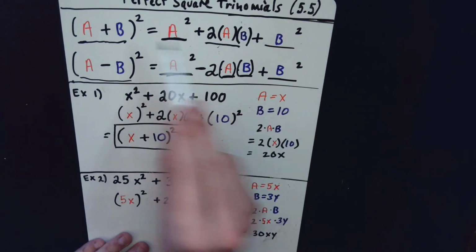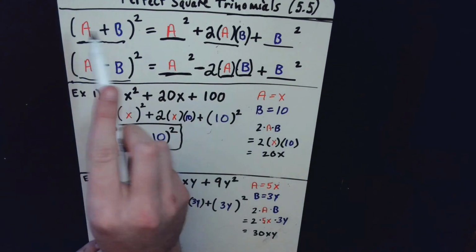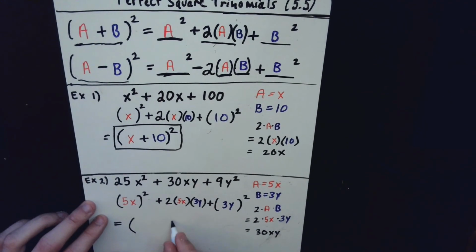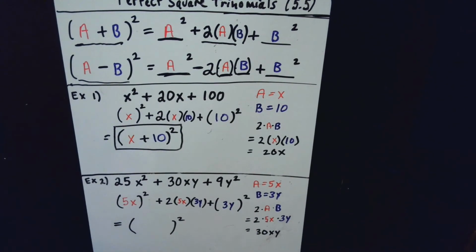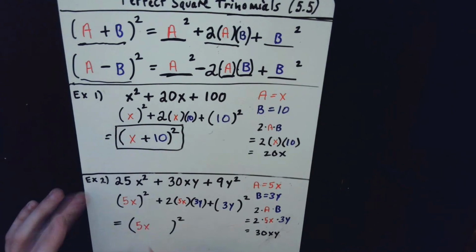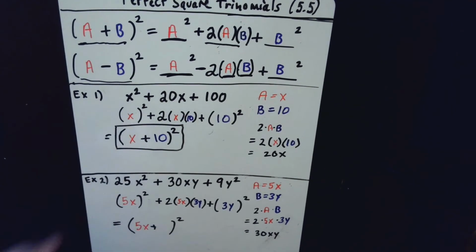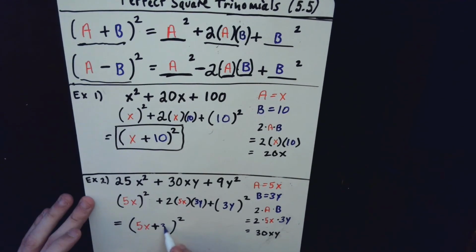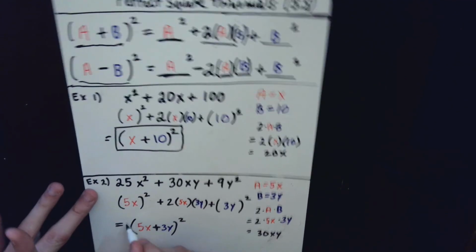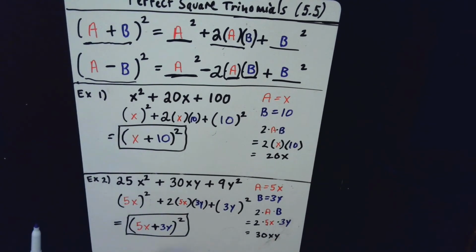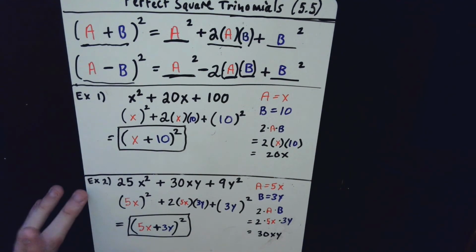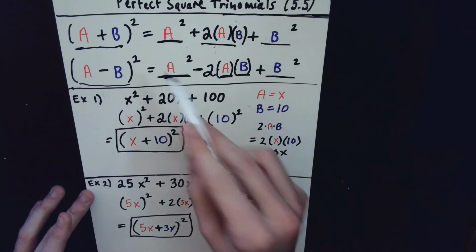So we're exactly in that same situation again, so we can just write it as it is on the left hand side, which gives us, remember, something squared, and it's just going to be a plus b. 5x plus b, which is 3y. So that's how we factor perfect square trinomials using our knowledge of the two formulas given above.